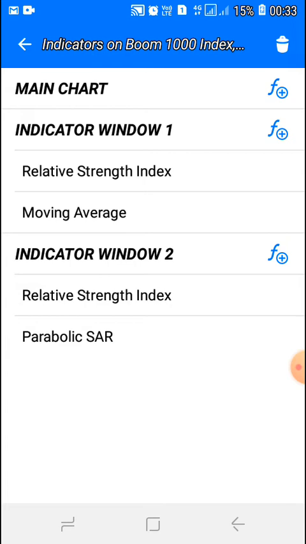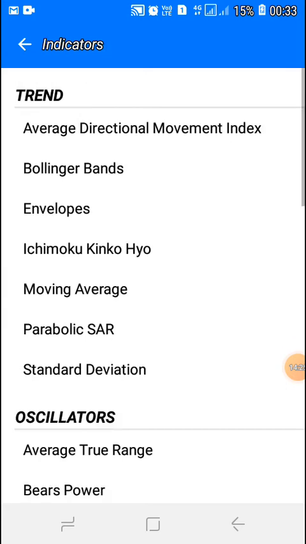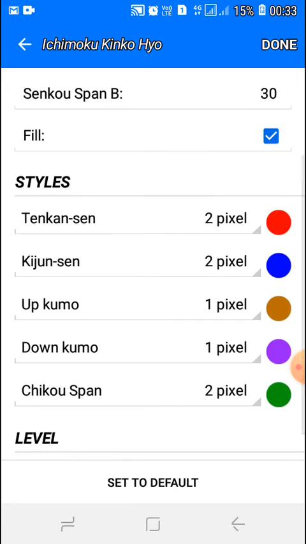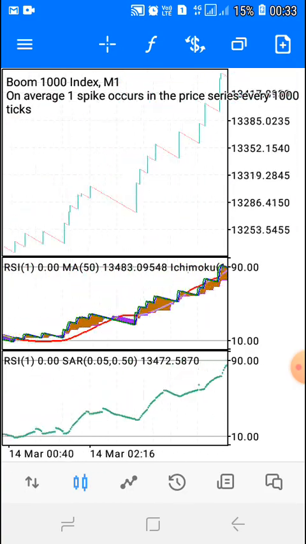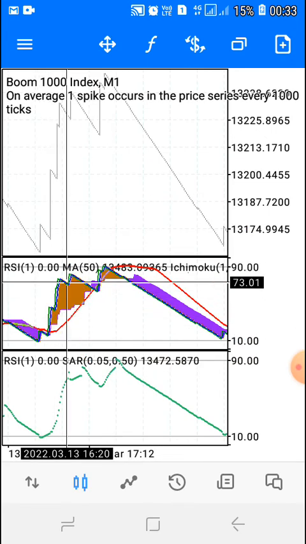So you're gonna click on indicator window 1 again, right over here, the F plus button. And once you're done clicking on the F plus button, you're gonna add your Ichimoku Kinko Hyo. Now make sure that your parameters are like this: Tenkan Sen 1, Kijun Sen 1, Senkou Span B 30. You fill it in. Your style should be the Tenkan Sen 2 pixel red, Kijun Sen 2 pixel blue, up 1 pixel brown, down 1 pixel purple, Chikou Span 2 pixel green. You click done.